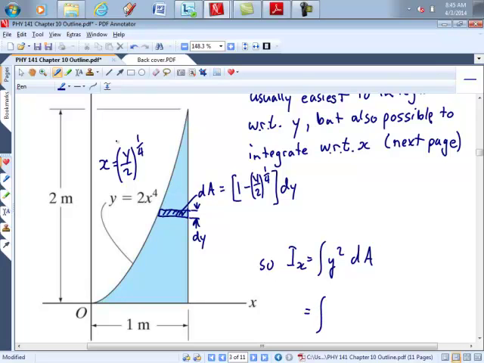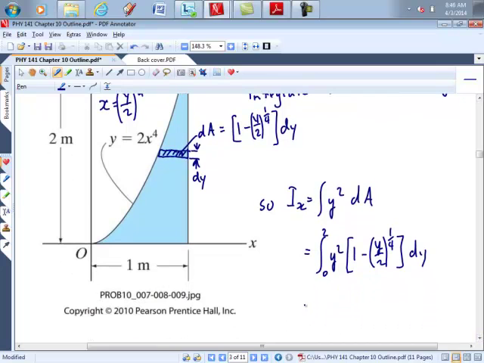equals the integral, and it's going to be from 0 to 2 meters, of y squared times 1 minus y over 2, oops, to the 1/4, dy. Okay, so if we get rid of these brackets, our first term is just going to be y squared.